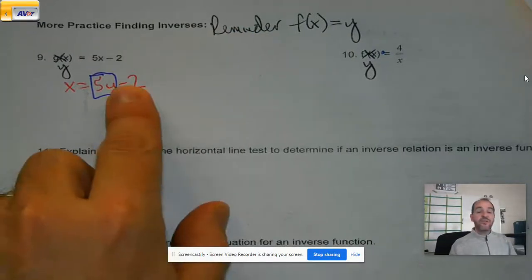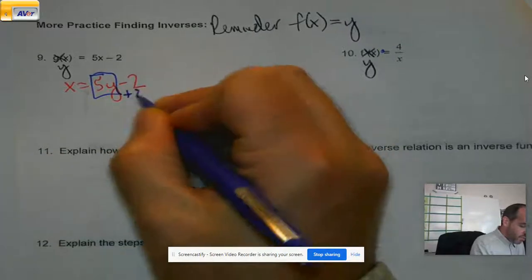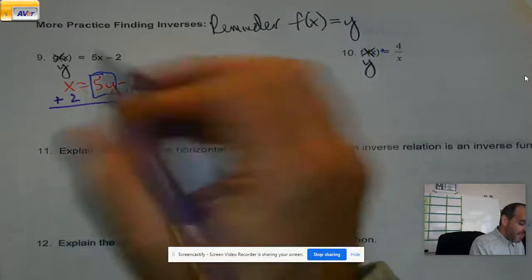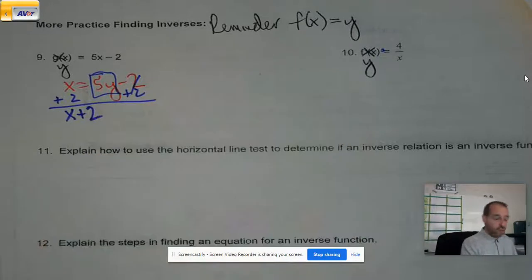So instead of minusing 2, I'm adding 2. And on this first one, we'll show it. We always like to see things. And little things like this is x plus 2, not 2x.